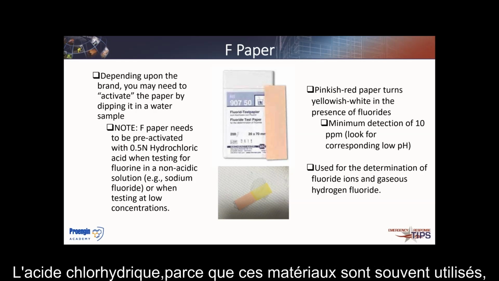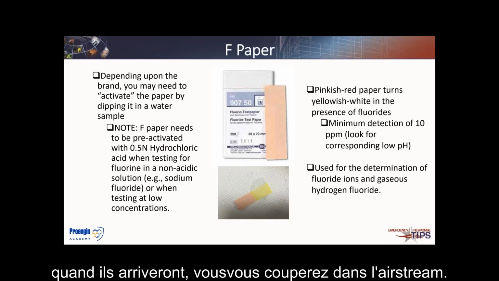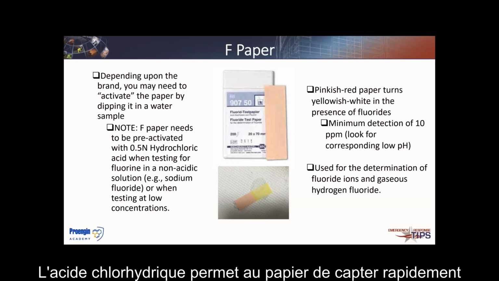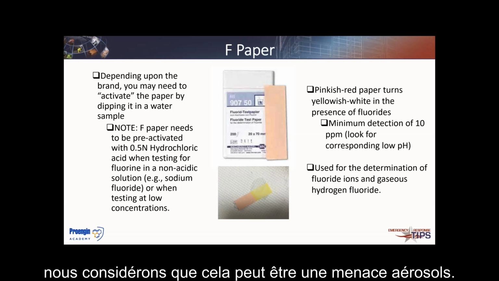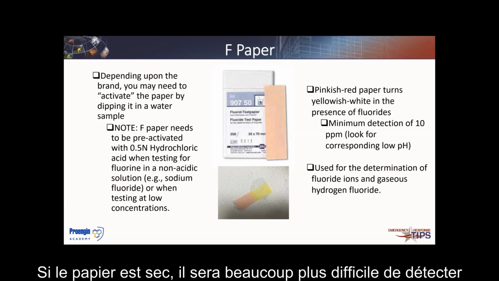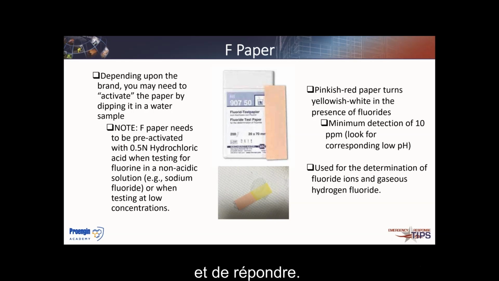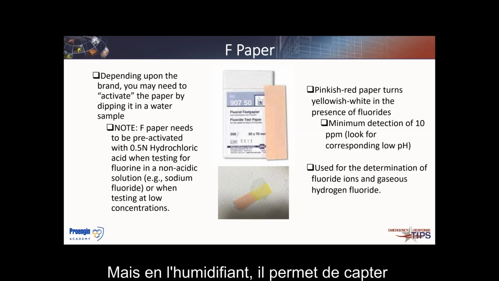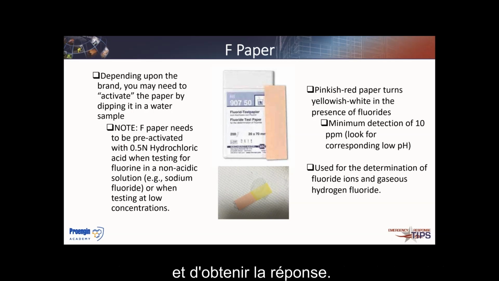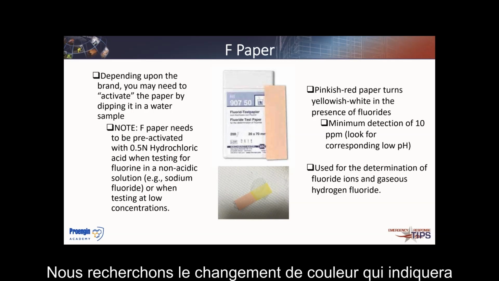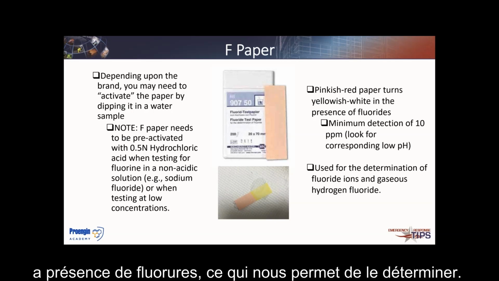The hydrochloric acid is used because a lot of times these materials will be coming in the airstream. By wetting the paper with hydrochloric acid, it allows the paper to pick it up very quickly and much easier, especially going back to the point that this can be an aerosol threat. If the paper is just sitting there dry, it's going to be a lot harder for it to pick up and get a response. But by wetting it, it's allowing it to pick up those materials, especially aerosols in the airstream, and then getting the response. So we're looking for the change in color, which will indicate the presence of fluorides.